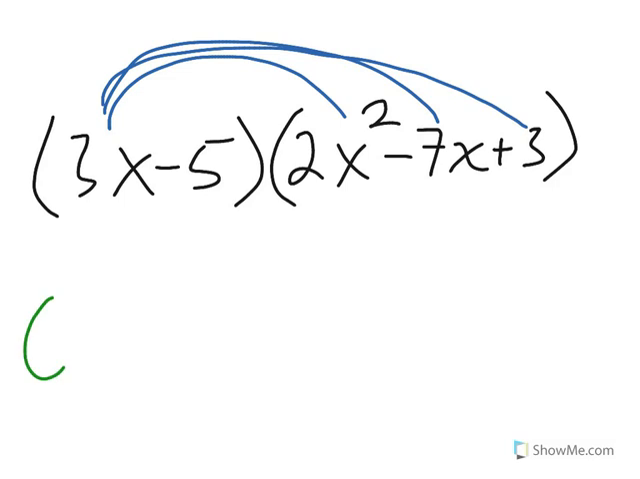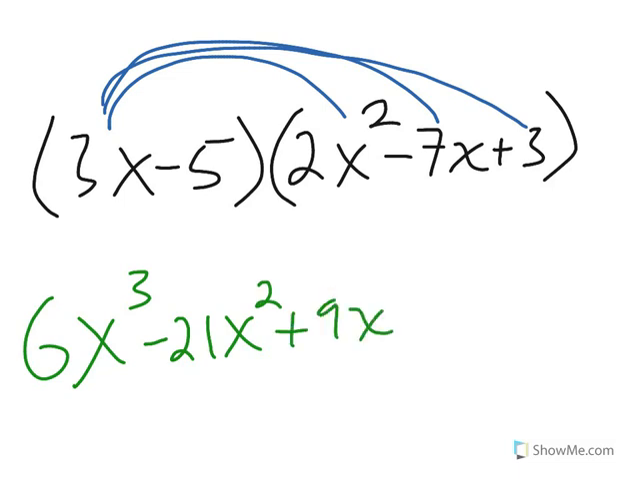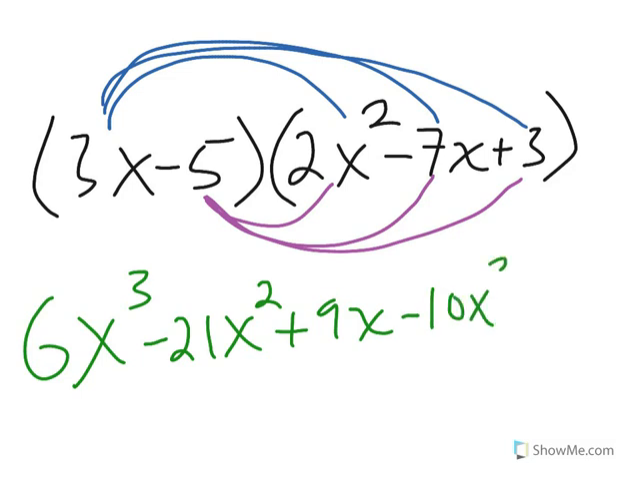So here this is going to give me 6x cubed minus 21x squared plus 9x. I'm then going to multiply the negative 5 to all three terms. Here this is going to give me negative 10x squared, positive 35x, and then minus 15. And so from here I'll combine like terms.